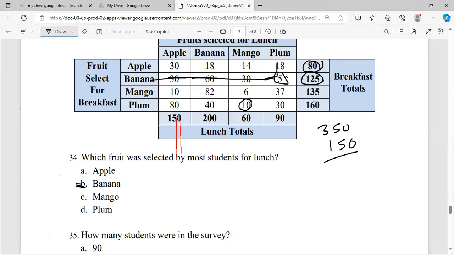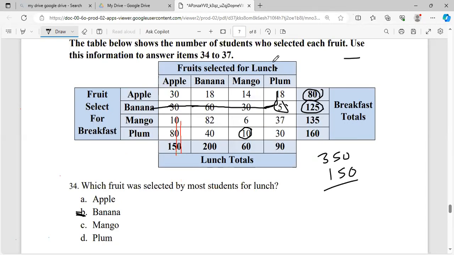Alright, listen to this one now, guys, very carefully. How many students selected mango for lunch and apple for breakfast? 14. Yeah, I think you're getting it. So it's lunch, mango, and apple breakfast. So guys, there's a lot of ways they can ask the question.